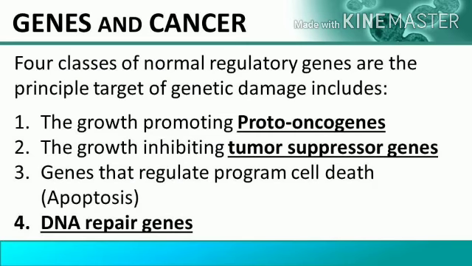There are four classes of normal regulatory genes that are the principal target of genetic damage. First, the growth-promoting proto-oncogenes. Second, the growth-inhibiting tumor suppressor genes. Third, genes that regulate programmed cell death, or apoptosis. And the fourth one is DNA repair genes.